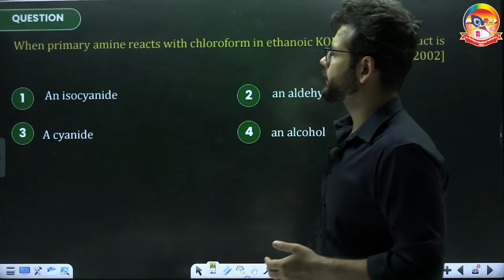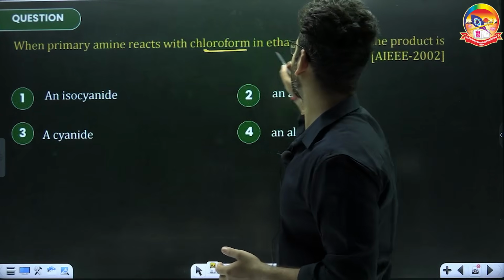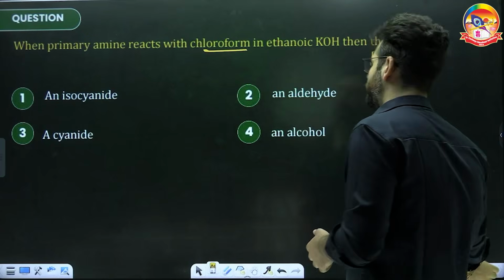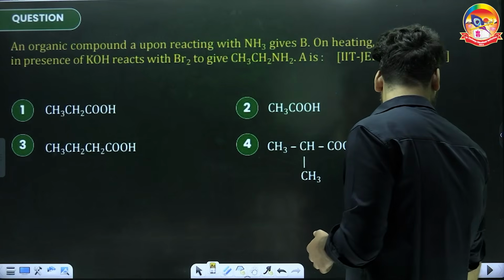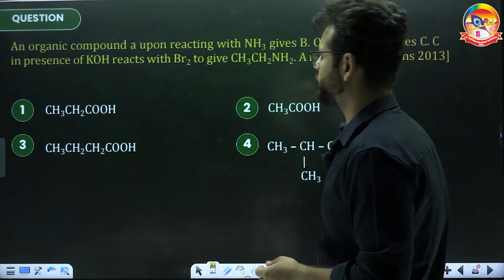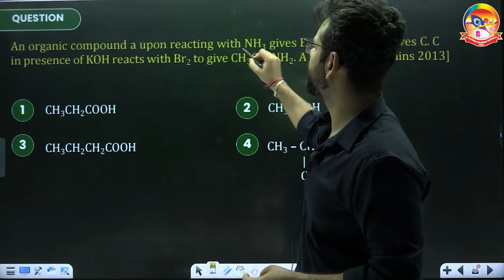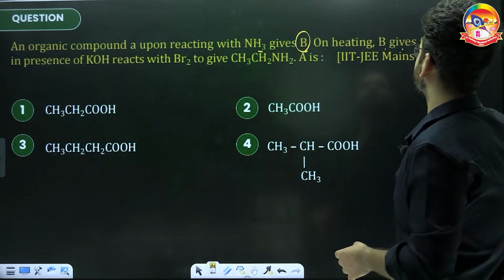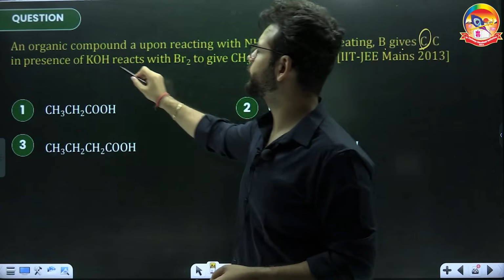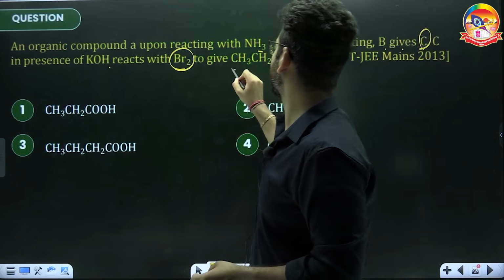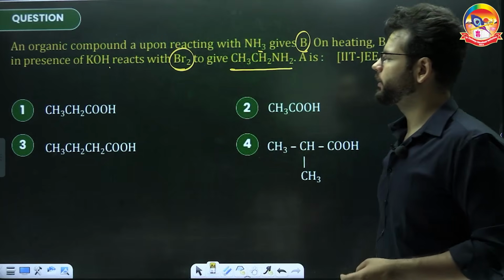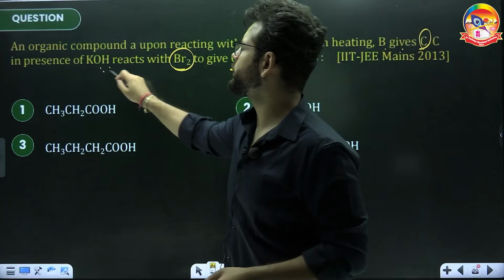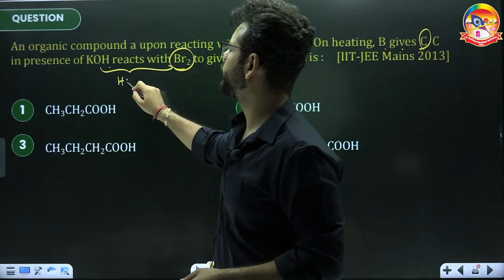Next one is when a primary amine reacts with chloroform. Again, same question I just told you, it gives you isocyanide. And moving towards the last particular question, an organic compound A upon reacting with ammonia gives B. On heating, B gives C. C in the presence of KOH reacts with Br2 to give a primary amine. This last reaction is what? It is a Hoffmann bromamide degradation.